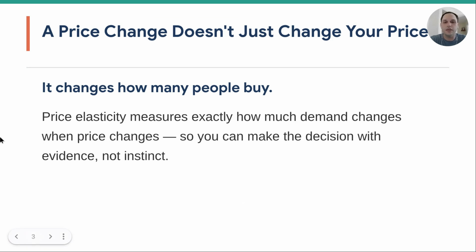Here's the key insight. A price change doesn't just change your price, it changes how many people buy. Those two effects, the price per unit and the volume sold, move in opposite directions when you raise price. And what happens to your total revenue depends on which effect is stronger. Price elasticity is the number that measures exactly how much demand changes when prices change. Get that number right, and you can model the revenue impact of any price move before you make it.